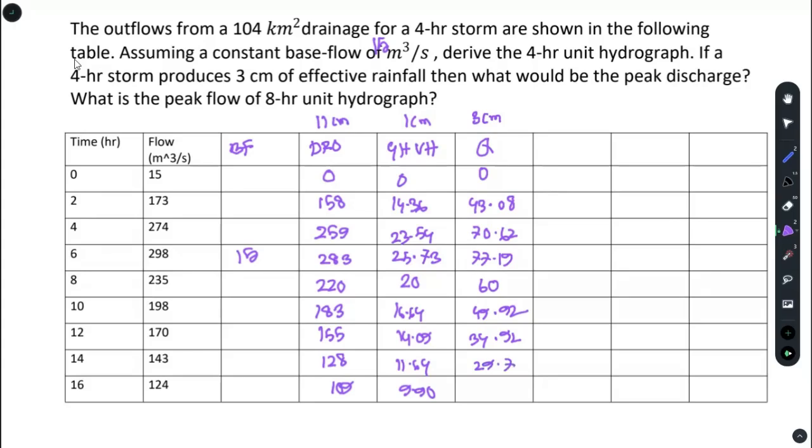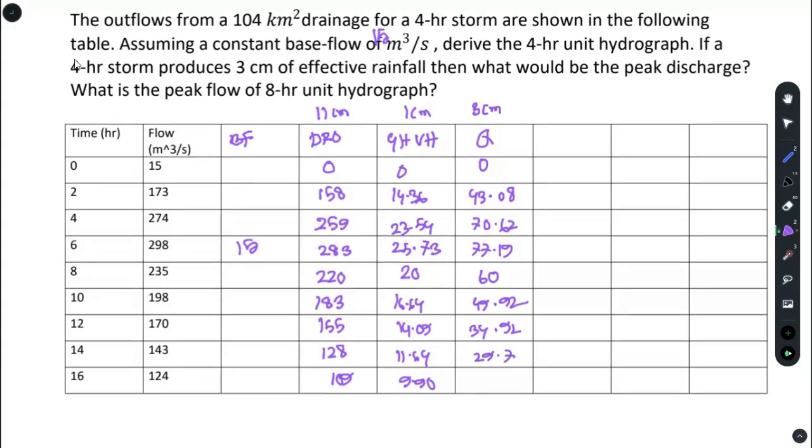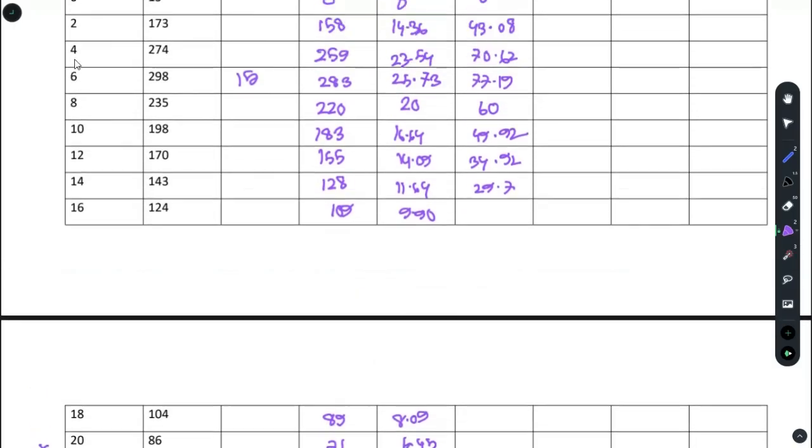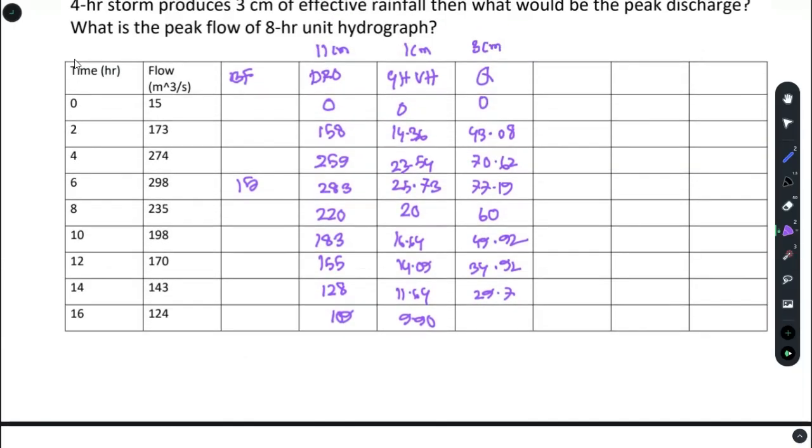Then 29.7. Did I make any mistake? Probably. Let's see the order: 43, 70, 77, 60, 49. After 49, I'll get a value of 42. So I made a mistake.